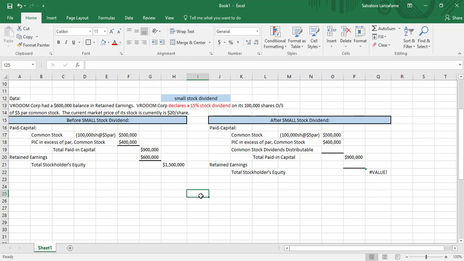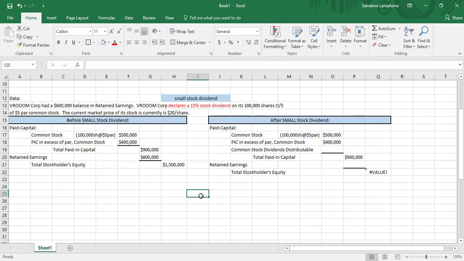So there's currently 100,000 shares outstanding in actuality. That means only the people that actually have the stock in their hands are eligible for a stock dividend. So we're pretending in our example that there's 100,000 shares outstanding, and the par value of this common stock is $5.